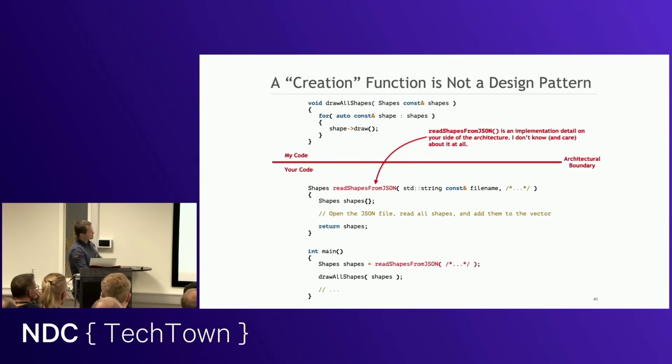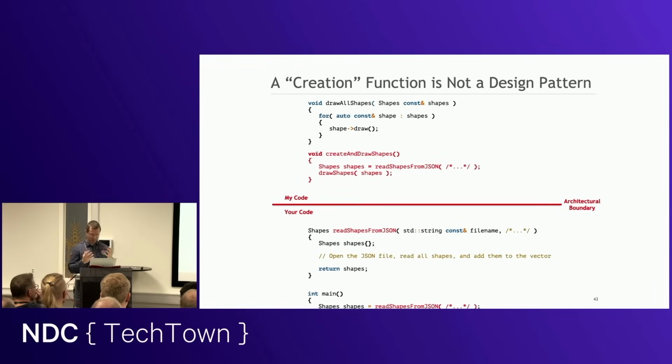But now let's make things more interesting. Let's just assume that I want to create shapes too, but I don't really want to deal with the details. So say I now need a create and draw shapes function. I want to create a couple of shapes, and I want to draw them. And draw shapes is on my side. But not the read shapes from JSON function. That function is on your side.